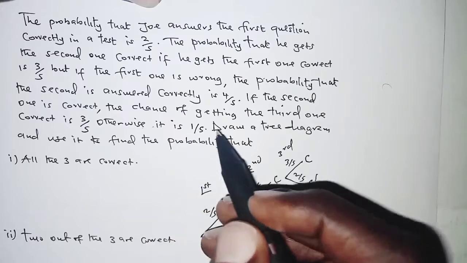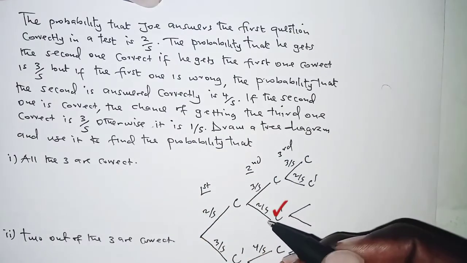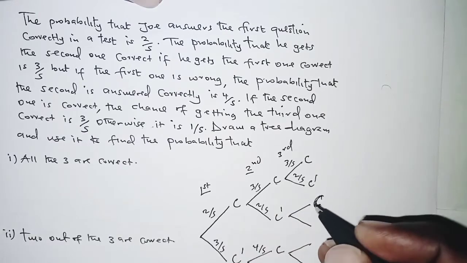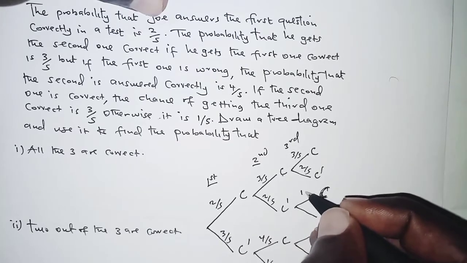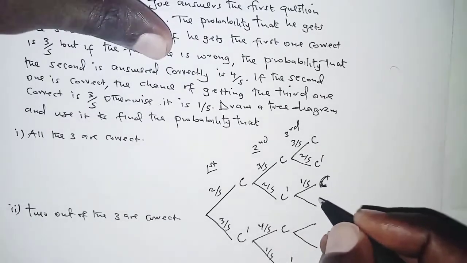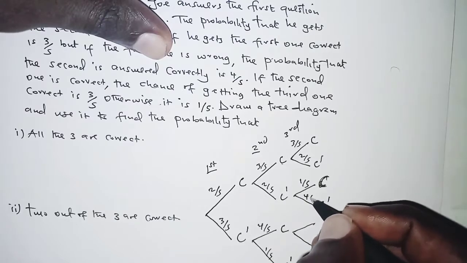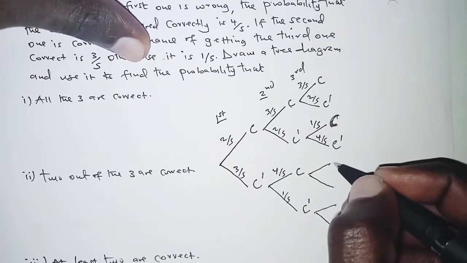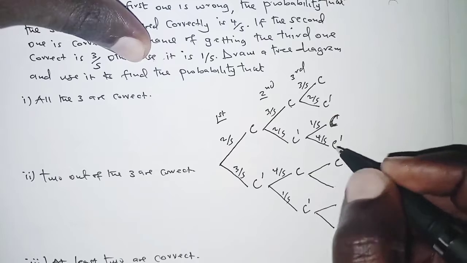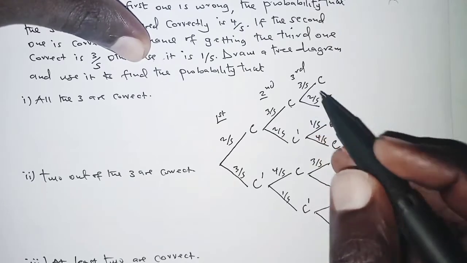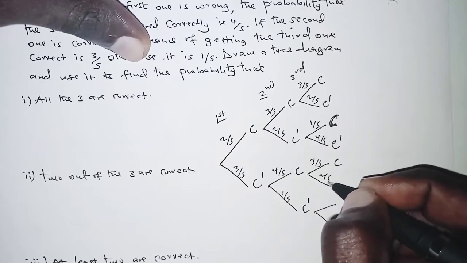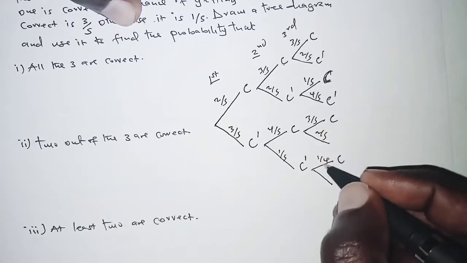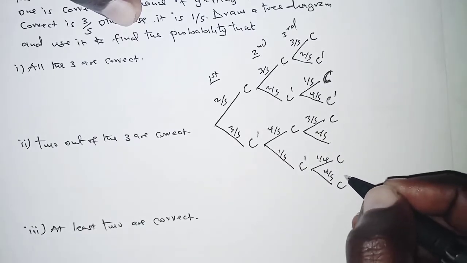Otherwise, it is 1 over 5. That is, if it is not correct in the second test, then the probability of it being correct in the third test is 1 over 5. And that means this other one not being correct is therefore 4 over 5. So this is going to repeat even on the other side. So here we have correct being 3 over 5 as we have it up here, and here 2 over 5, and otherwise, we have here 1 over 5 just as we have here, and here 4 over 5 for not being correct.